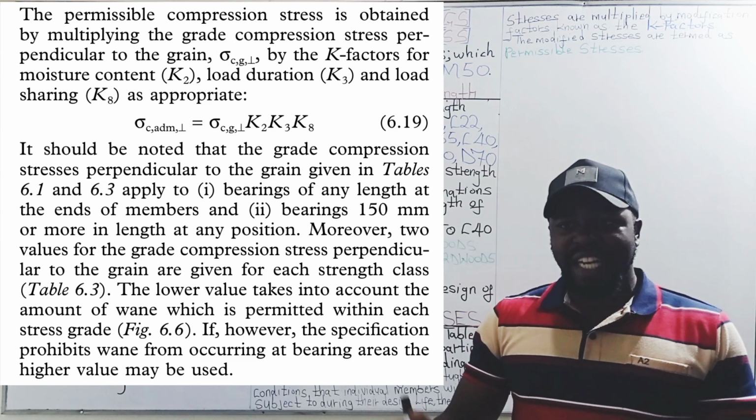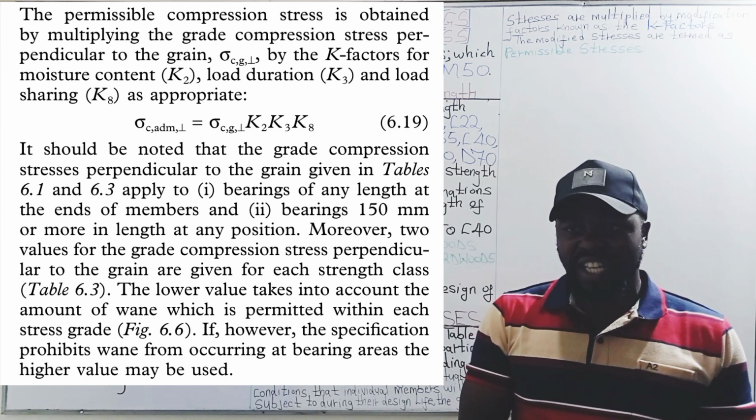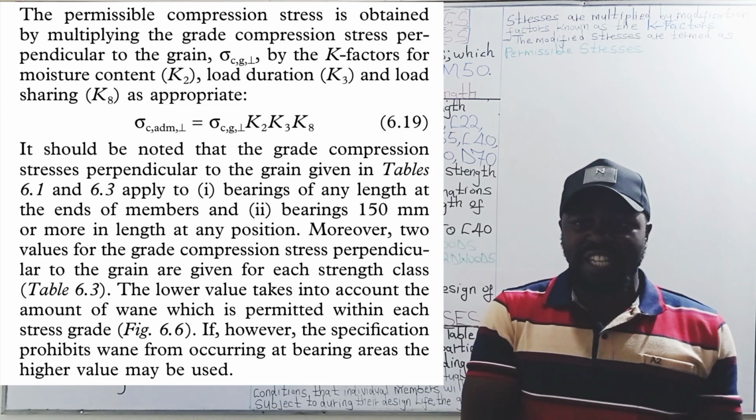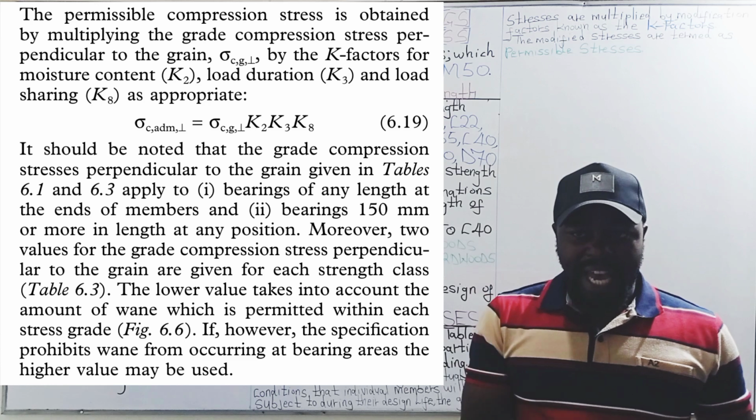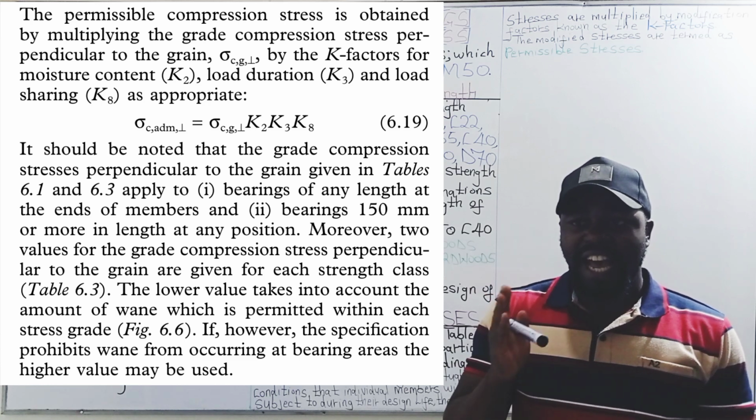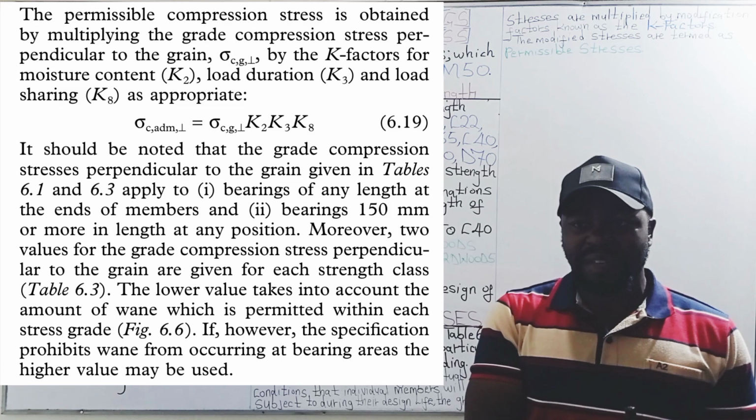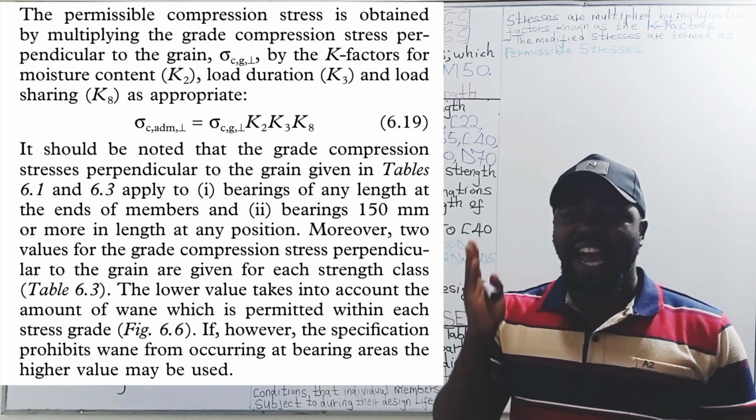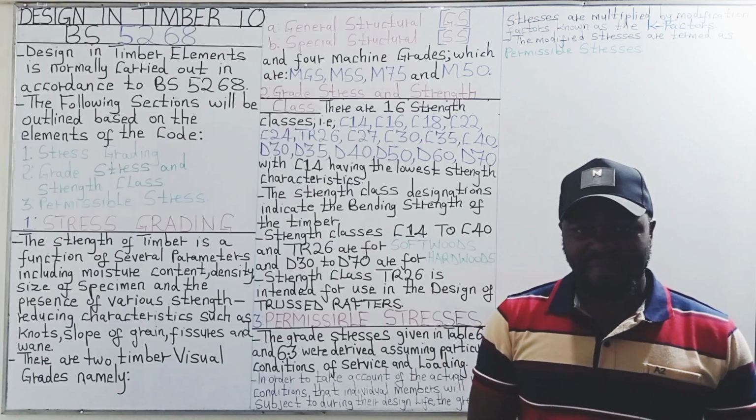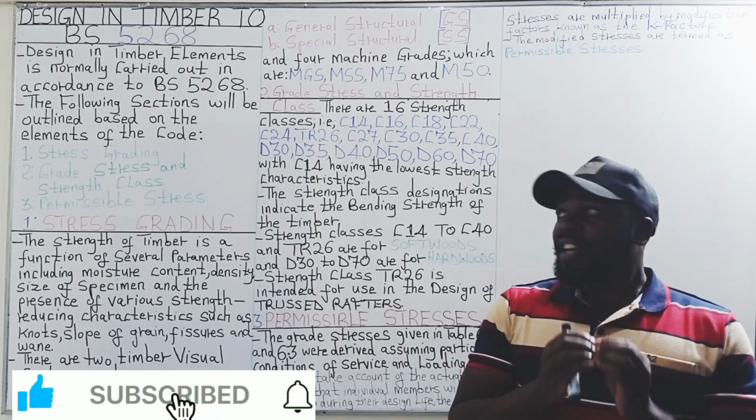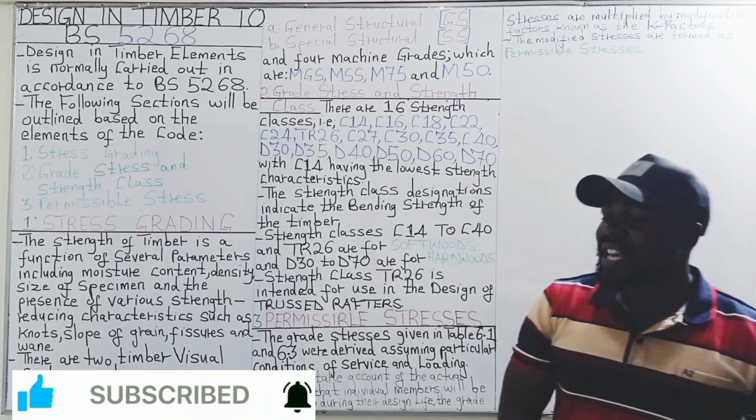It should be noted that the grade compression stresses perpendicular to the grain given in tables 6.1 and 6.3 apply to bearings of any length at the ends of the members and bearings 150 millimeters or more in length at any position. So ladies and gentlemen, that is the introduction to timber design to BS 5268.